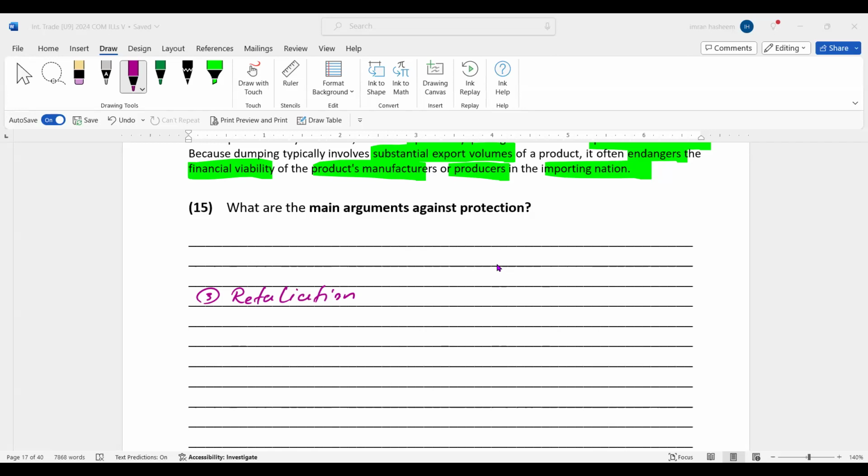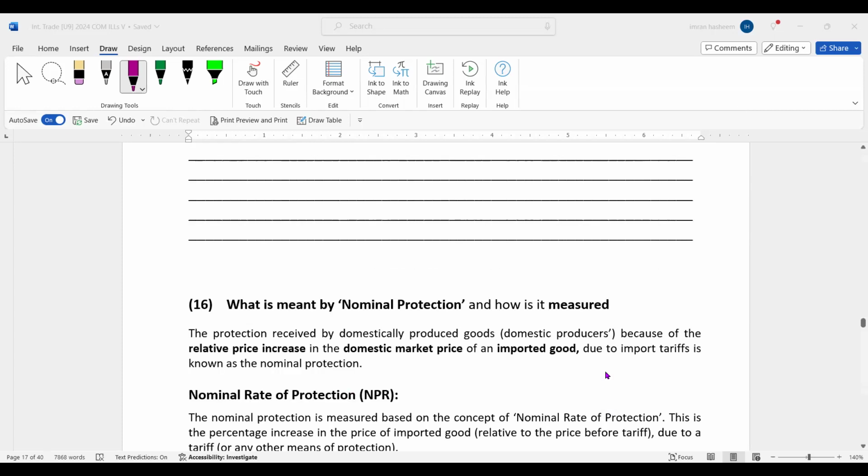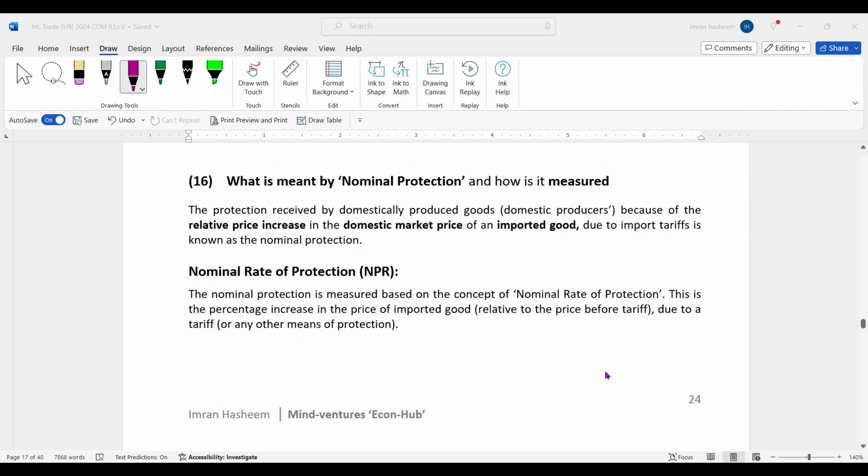So those are the updated arguments against protectionism, right? So that part is done. Now let's see how we measure protectionism, how much protection is received by the domestic producers. There are two concepts, very simple. Don't overthink: nominal protection and effective protection.